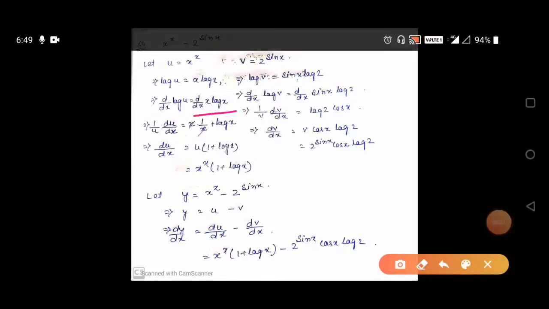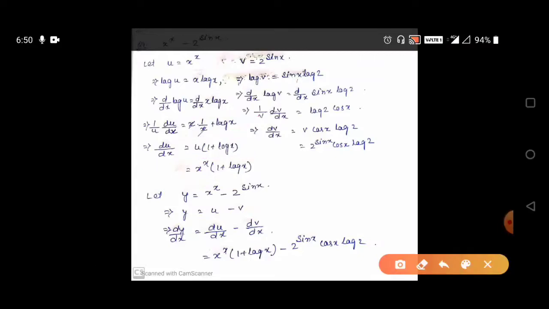Now to differentiate this, we will apply the formula of uv. Whenever x is constant, we have to differentiate log x, and differentiation of log x is 1 by x. And whenever log x is constant, we have to differentiate x with respect to x, which is 1. So we have written log x only. Now du by dx is u into 1 plus log x. So we will replace u by x to the power x.